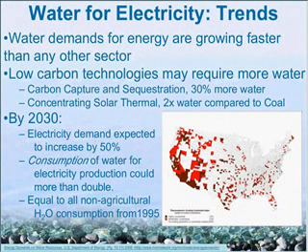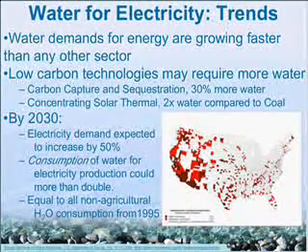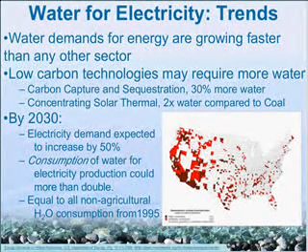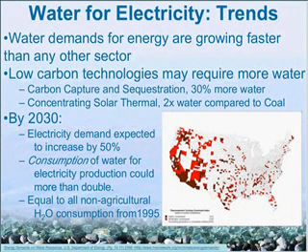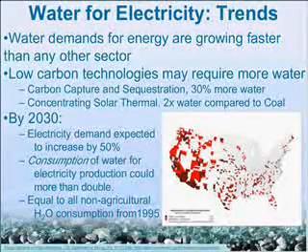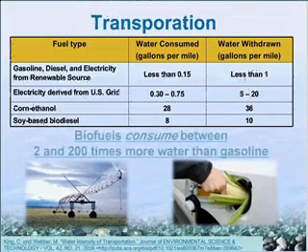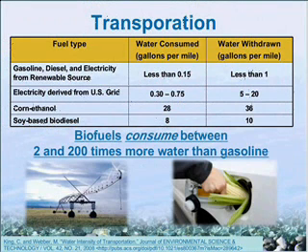And by 2030, again, following these trends, water consumption for electricity production could equal all of the non-agricultural water consumption from 1995 in the United States. Now, it's not just electricity production that requires a lot of water. Our other energy, transportation, is responsible for about 40% of all greenhouse gas emissions in the United States.